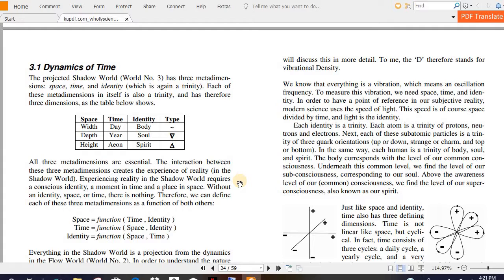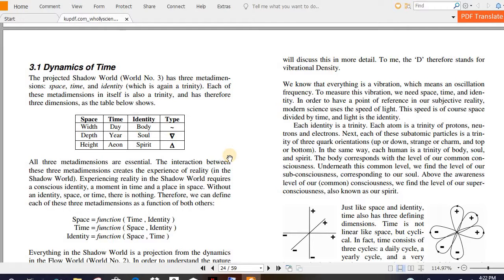To me, the D therefore stands for vibrational density. We know that everything is a vibration, which means an oscillation frequency. To measure this vibration, we need space-time identity. In order to have a point of reference in our subjective reality, modern science uses the speed of light. This speed is, of course, space divided by time, and light is the identity.